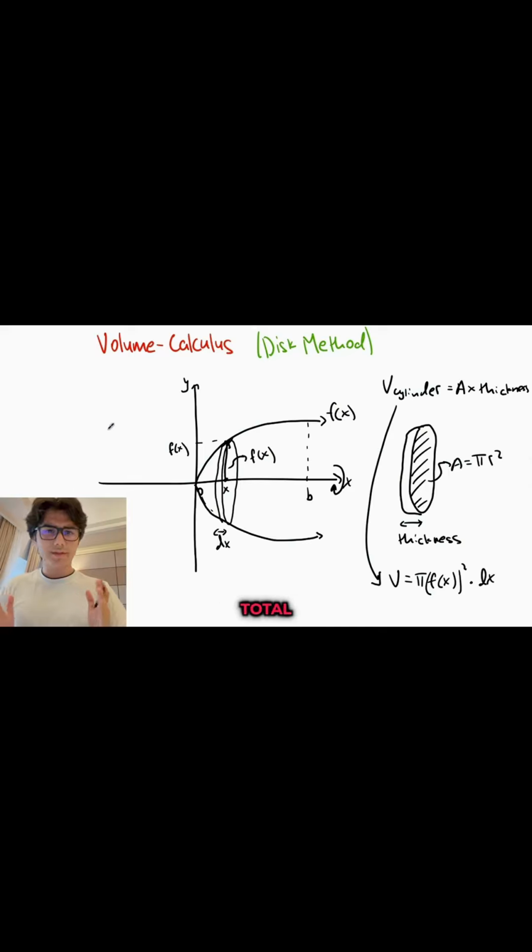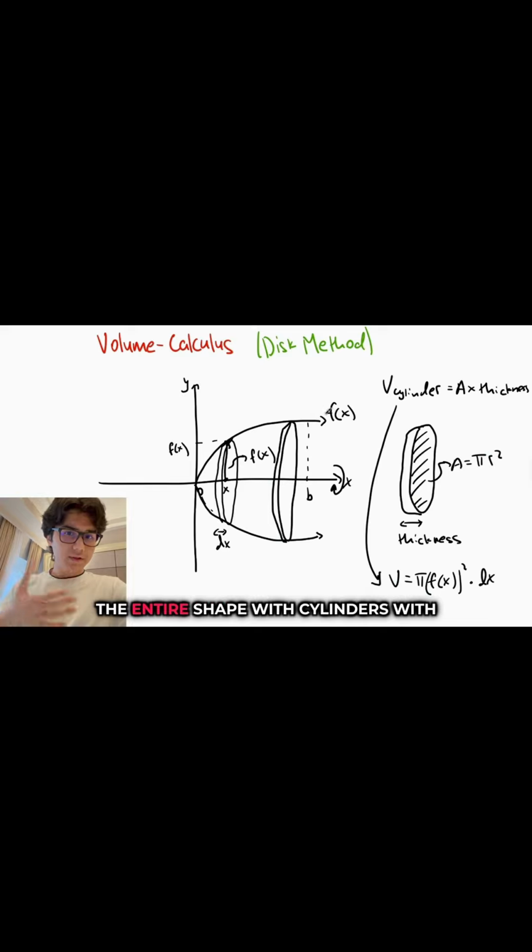How will we get the total volume? To find the total volume, we'd have to simply put a bunch of cylinders like this. For example, one of them could be here. And so we'd fill the entire shape with cylinders with the same thickness, however varying radii, and by summing up their volumes, we're going to achieve the entire volume of the shape.